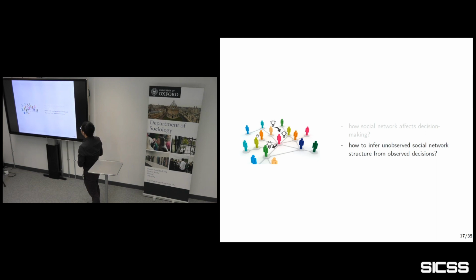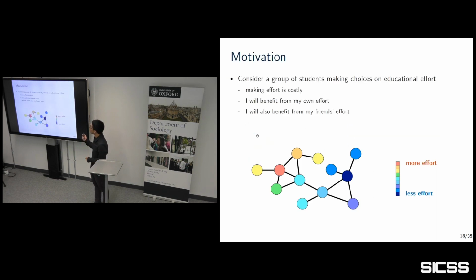So the second question that we want to ask, which is conceptually the reverse of the problem: if you observe some adoption actions or whatever actions, what could be the unobserved social network that leads to these actions? We will use a slightly different framework here, which is based on game theory. So we are going to make a small transition here, but the conceptual question is the reverse of the first one. Let's start with a simple example. Consider a group of students making choices on educational effort, how much time you want to put into a certain study.